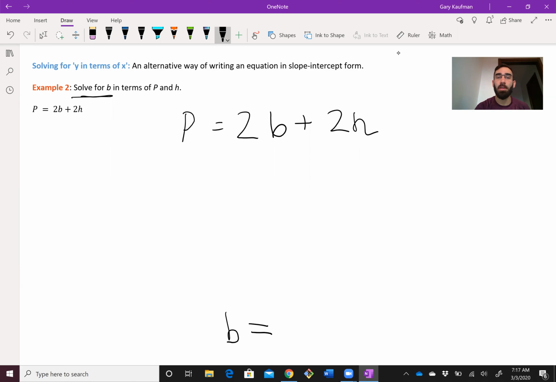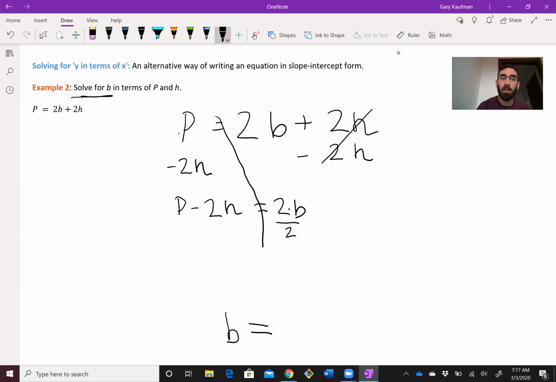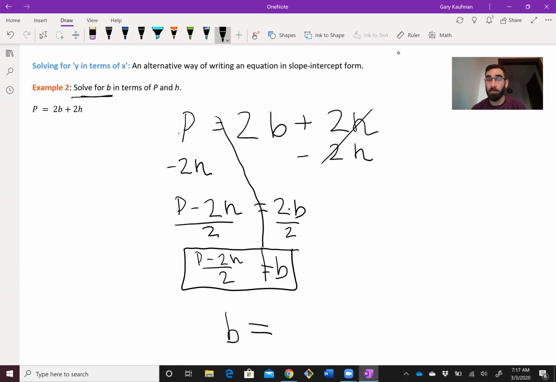So I'm going to start. I can subtract 2h from both sides. Well, p minus 2h, I can't do that, so I just write it as p minus 2h equals, I'll put a line down the middle, a 2b, well, 2h minus 2h, that's gone. Well, that's a 2 times b, so I divide by 2. I divide by 2. Well, b equals, as our goal is to get to, I don't know what p minus 2h is, so I'm just going to leave it as p minus 2h over 2. So I just solved for b in terms of, which means it equals something with p and h.